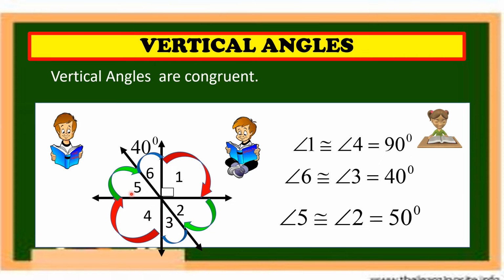Then we have angle 5 and angle 2. Angle 5 is congruent to angle 2. But since this is a right angle, and the measure of angle 6 is 40, 90 minus 40 is 50. Therefore, angle 5 is congruent to angle 2, which is equal to 50 degrees.